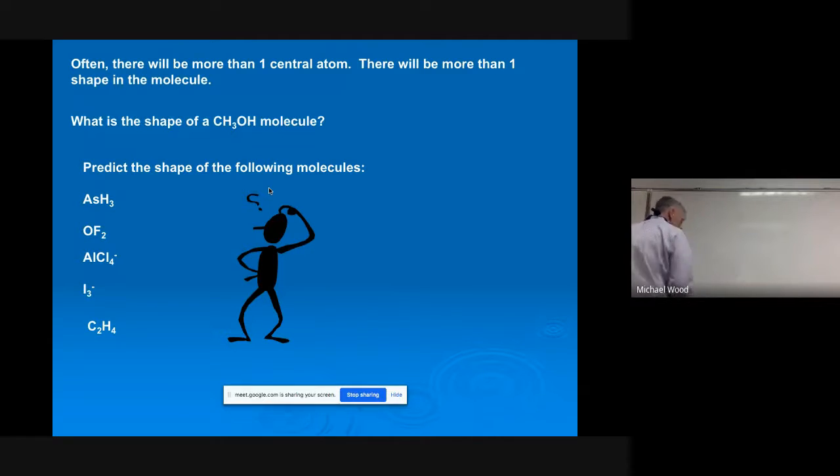It definitely is some new stuff. It's some review, but it's definitely some new stuff. So we're doing the shape and the name, the shape, and the bond angle. Okay, I'm going to give you one more minute here.